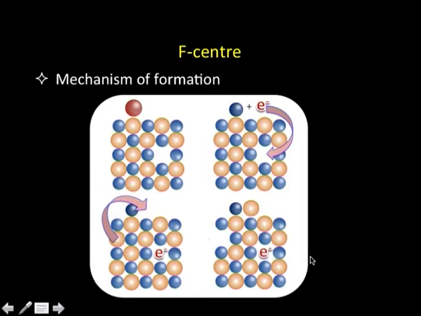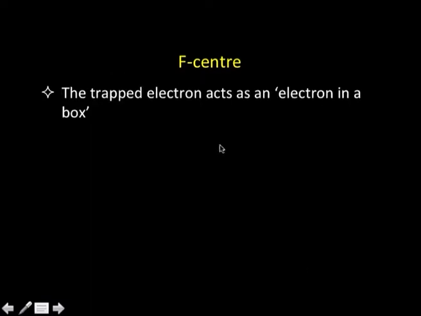And how does it give color? Let us see that. The electron which has been trapped in an anion vacancy acts as an electron in a box. Typically, you must have learnt about a quantum mechanical system called the particle in a box.